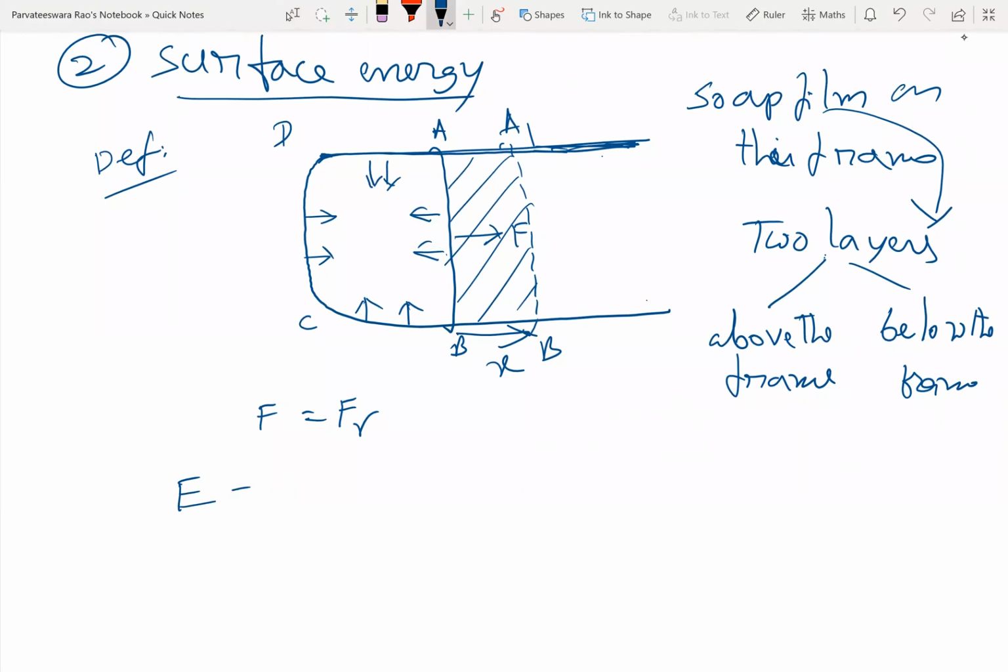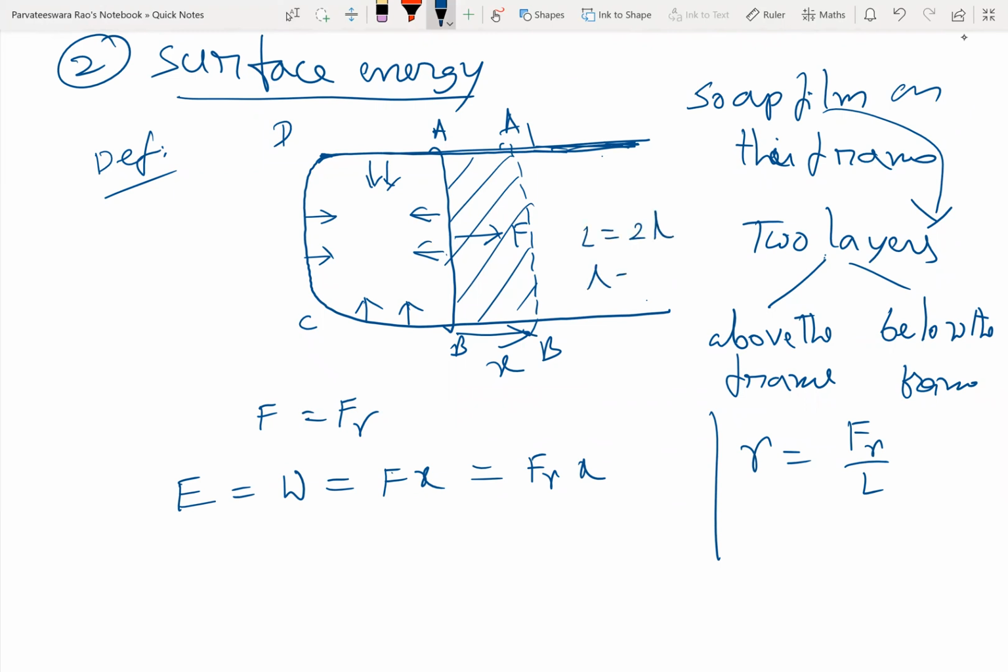So here, surface energy is equal to W, which is equal to F x, that is, F is gamma into x. Here gamma is equal to surface tension force by effective length. Here the effective length becomes 2 into small l. L is nothing but AB. So the length of the sliding wire is L, and I am saying the effective length is 2L. Why do I say effective length?